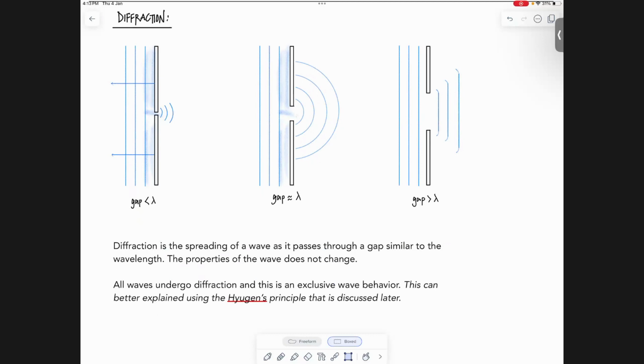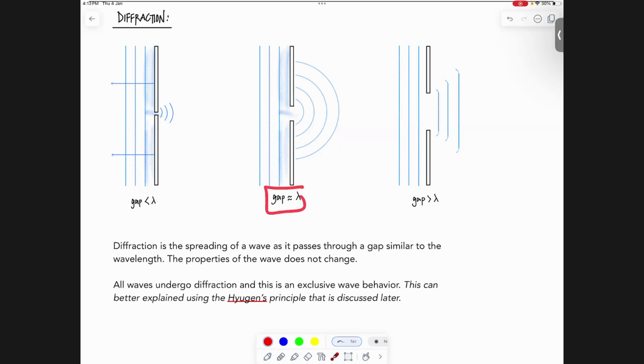Diffraction is just a recap of your O levels, which is when a wave passes through a gap. As you change the size of the gap, you'll find that the diffraction changes, right? And diffraction is the spreading of waves when they pass through a small gap, right?